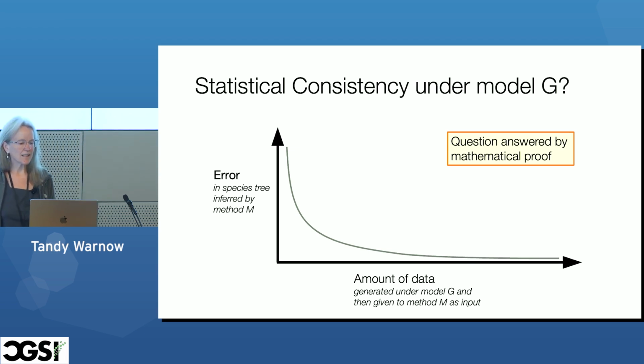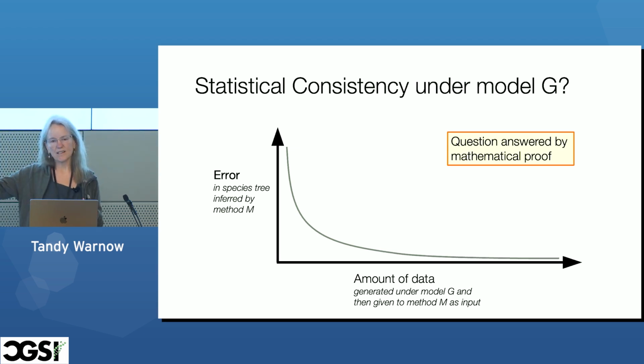Statistical consistency under the model says as the data goes to infinity, your error should go to 0, and you need to be able to prove this, not just do a simulation. I'm trying to emphasize this because all too often you'll see papers where they say we demonstrate statistical consistency in this simulation, or we show it's not consistent in this simulation. You can't do either one, okay? You may just not have enough data to establish inconsistency or consistency. And in any event, a simulation doesn't prove anything.